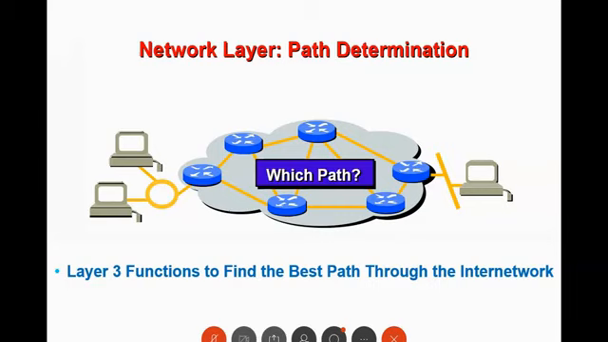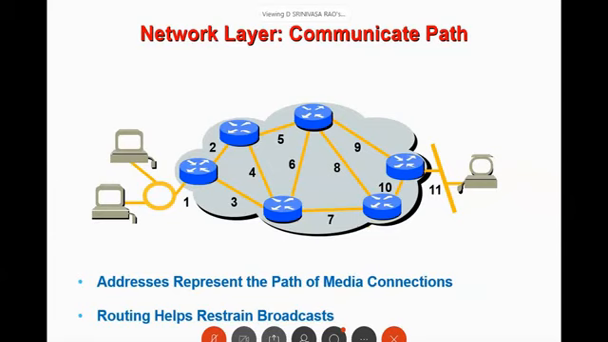So layer 3 functions to find the best path through the entire network. If you take a long route, naturally there will be inordinate delay in the packet reaching the destination. So the packet always prefers to choose the shortest path. This is the network layer communication path.